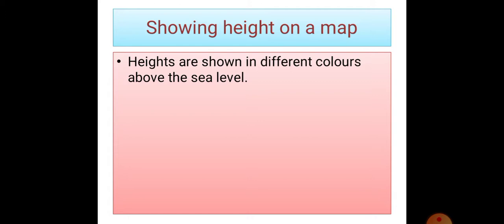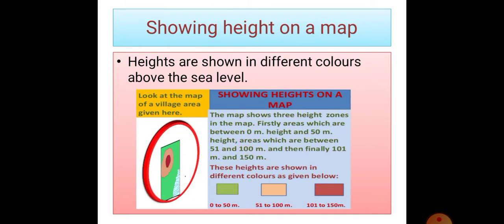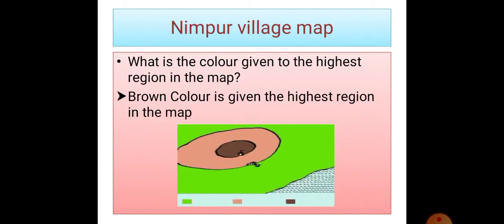Now, showing height on a map. Heights are shown in different colors above the sea level. I just spoke to you the reason why, so that we will be able to understand or differentiate between the land and the mountain area or hilly area or the forest area. If you see this, there are different kinds of colors being used, and what information is being shown. Hope you had a good look.